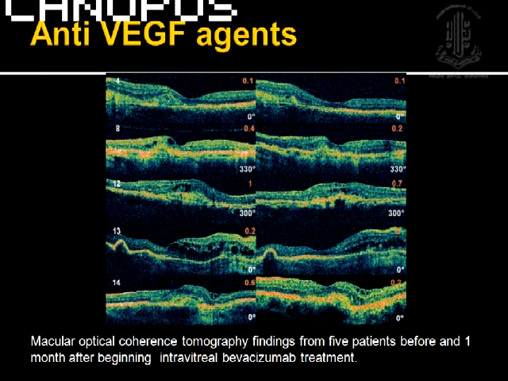Here you see OCT of 5 patients pre and post injections. You can see that the foveal architecture is slowly being restored and the CNV complex is slowly decreasing in size. So it does have a role in patients who have CNV associated with uveitis.